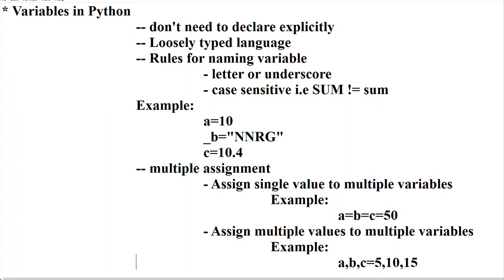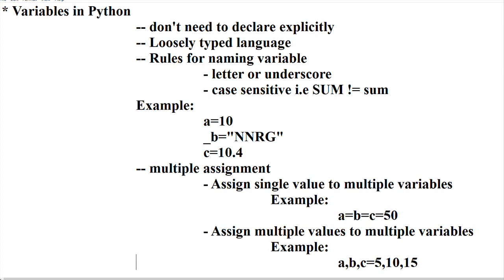There are rules for naming variables. The first rule is that variable names can be a group of both letters and digits, but they have to begin with a letter or an underscore. It is recommended to use lowercase letters for variable names. This is rule 2.